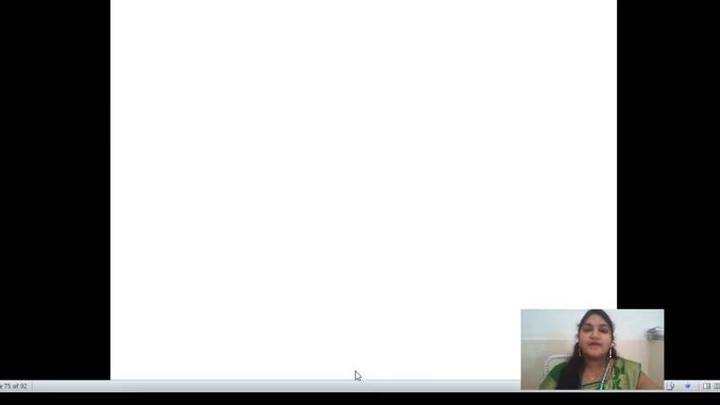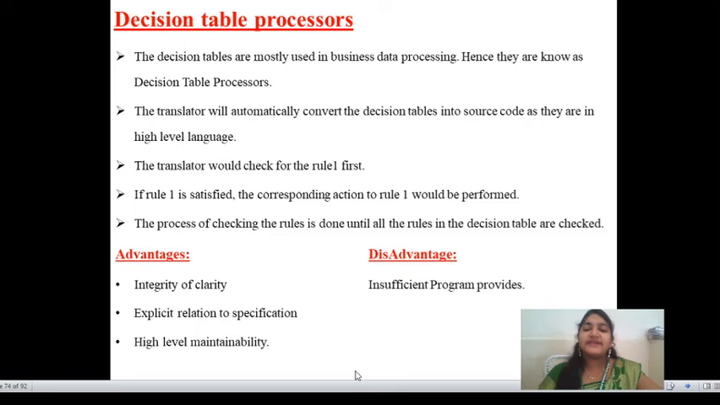Coming to the disadvantage, insufficient program providers. The one and only disadvantage is that decision table processors provide insufficient program support.